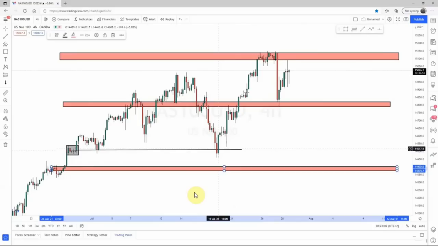What I'm trying to get at, guys, is that I'm using very simple terminologies here. We're not using mitigation. We're not using any of that. Even though we had mitigation over here of that order block, I'm not using that. And what am I using? I'm using a four-hour chart. So let's go back to simplicity.